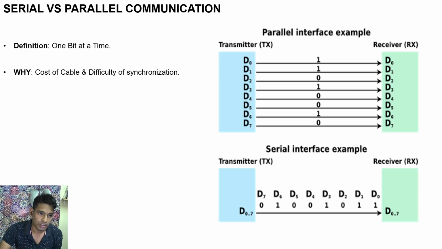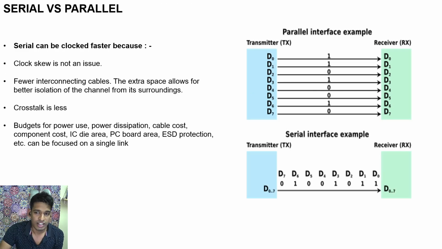So getting to serial, I think you now understand what the difference is. Now we'll move on to why we are using serial communication most of the time, or at least most of the time in a substation. So the ultimate price is that serial can be clocked much faster than a parallel communication. To understand this, let us move to a whiteboard.